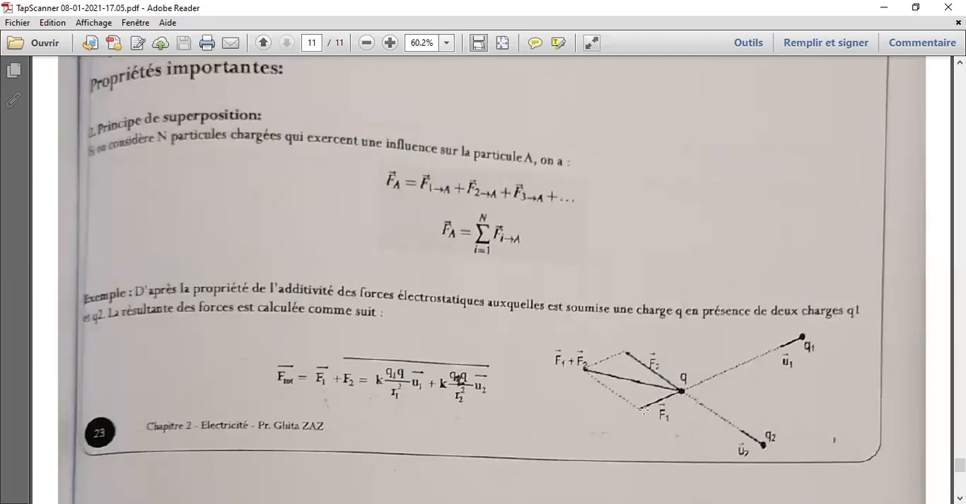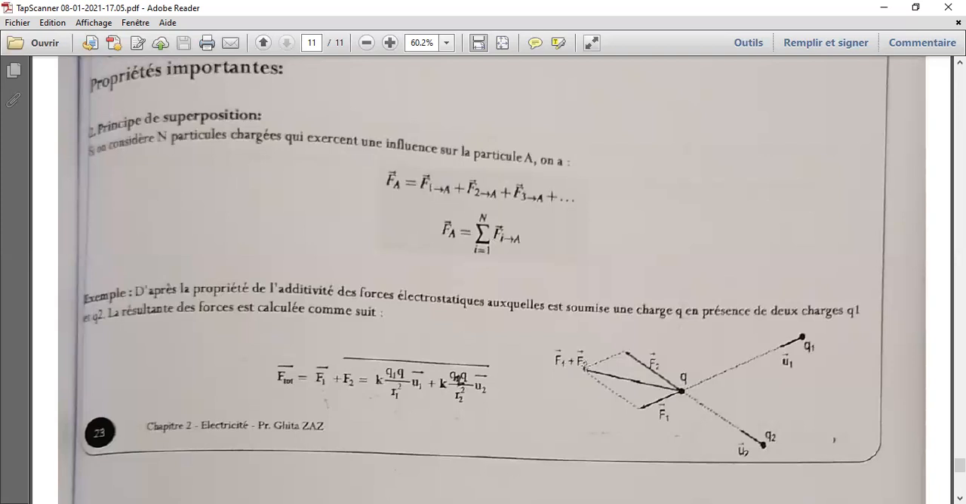How do they find the module of F2 and F1? They just extend the line which is parallel to the force F2, and the line which is parallel to the force F1. When they meet, they make something like a rectangle. Then you draw this line, which represents your total force. This is your total force, which is the addition of F1 and F2.